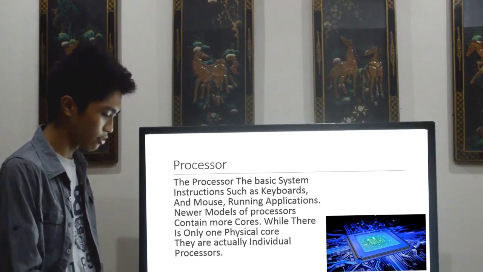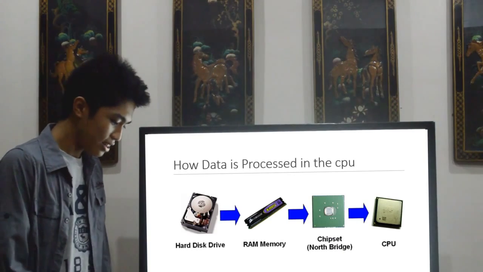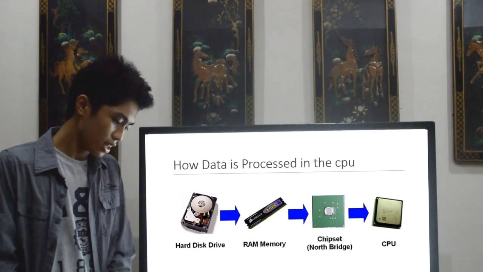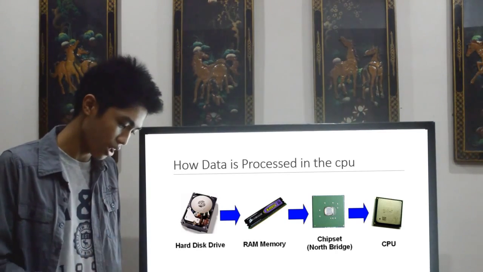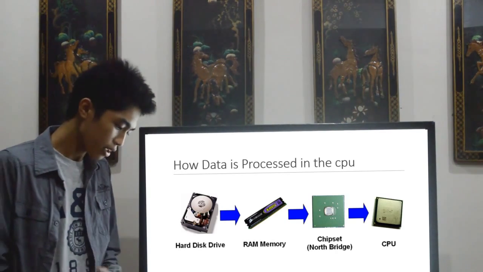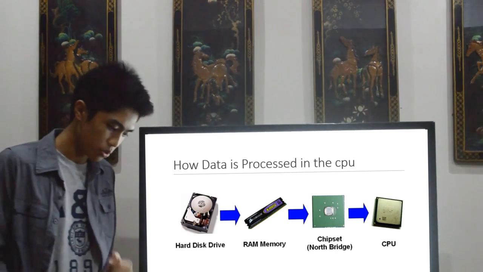And lastly, how data is processed. Data is processed in 4 steps. The first step is that the program, which is stored inside the hard drive, is transferred to the RAM, a program being a series of instructions for the CPU.